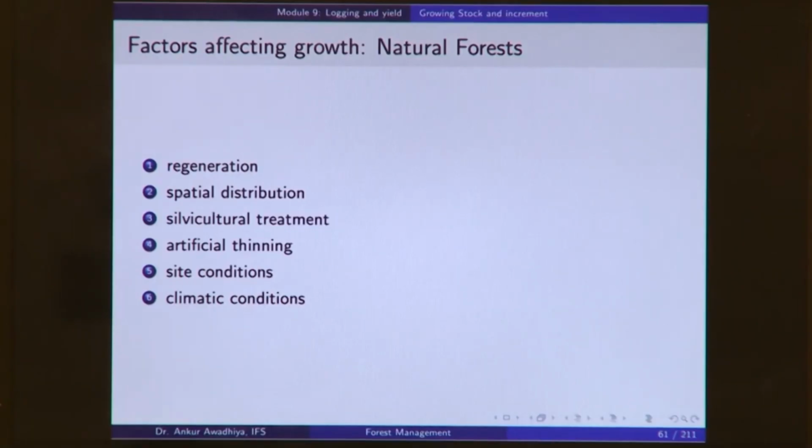The growing stock also depends on the site conditions and the climatic conditions, because if you have a site that is fertile and has adequate amounts of sunshine and moisture, then it will be able to support a larger number of trees, and it will be able to support a larger and faster growth of these trees.